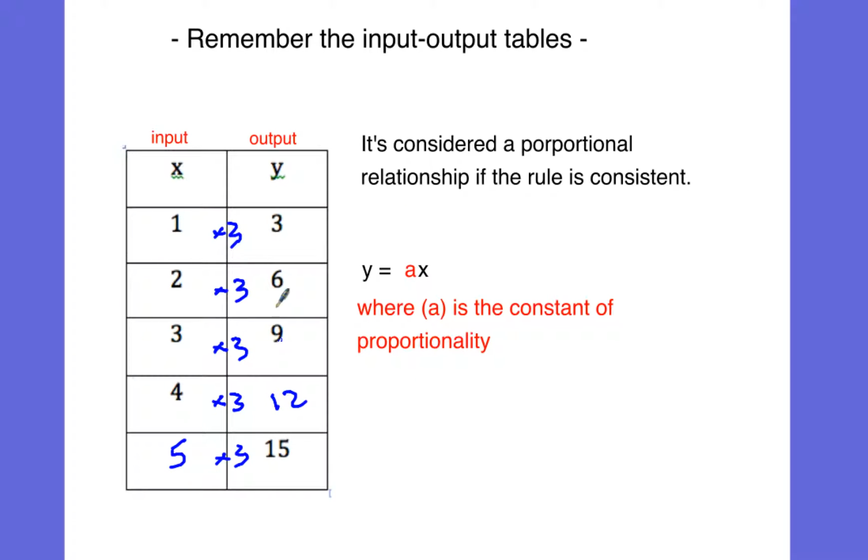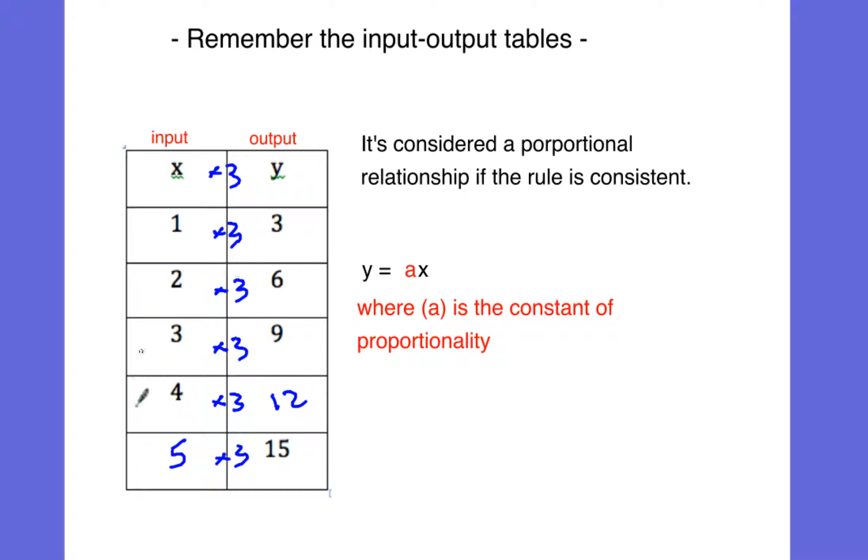I've completed my input-output table. I figured out what was happening every single time. Now, for this to be considered a proportional relationship, the rule has to be consistent throughout the whole entire table. So if I'm taking my input and multiplying it by 3 every single time to get my output, that is a consistent rule. So therefore, this table represents a proportional relationship because the same thing is happening every single time.